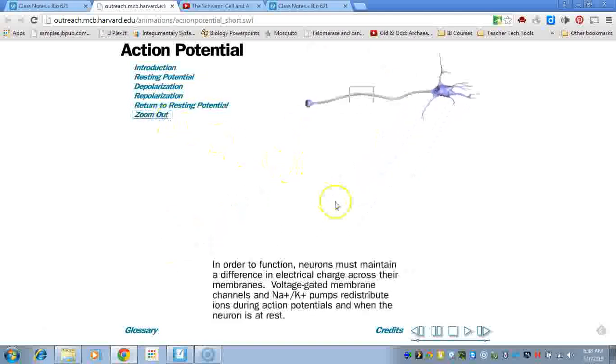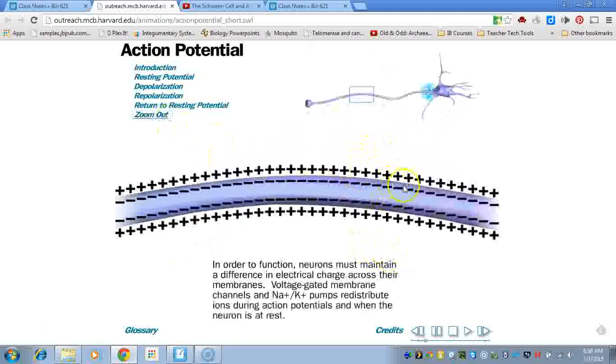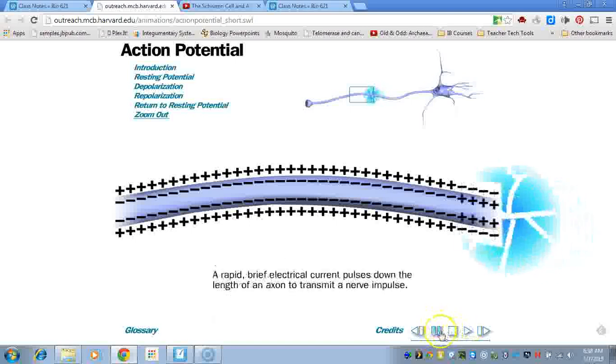Okay, I'm going to show this again. So we know that the message always moves from the dendrite end to the axon terminal end. As it's moving along, when the sodium comes in one area, it kind of triggers the action potential to start on the next area ahead of it. Okay, so I'll let it go a little further.